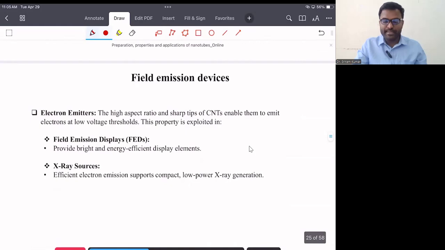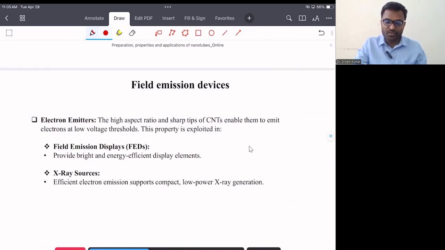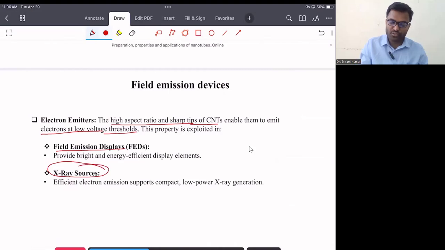And we have another important application, which is field emission devices. Because of the high aspect ratio and the sharp tip of CNT, it makes it possible to emit electrons at a high voltage threshold, and because of that we can use it as a field emission display. At the same time, it is possible that we can also use carbon nanotubes in low-powered X-ray generation in the system.